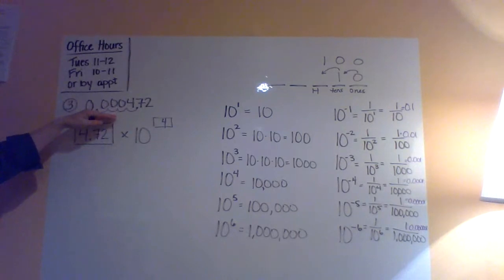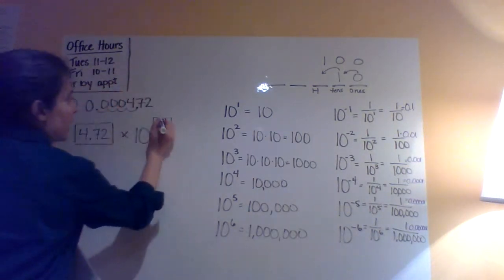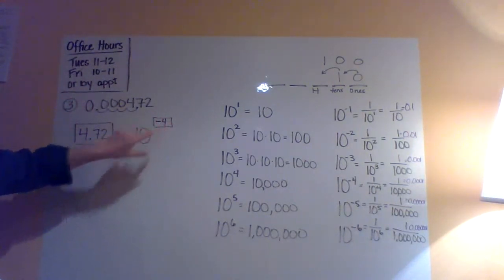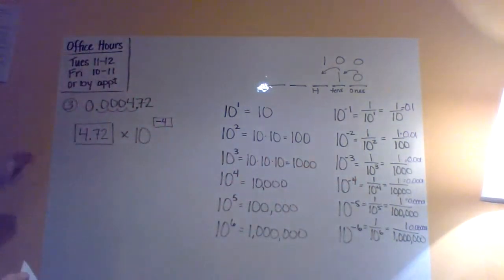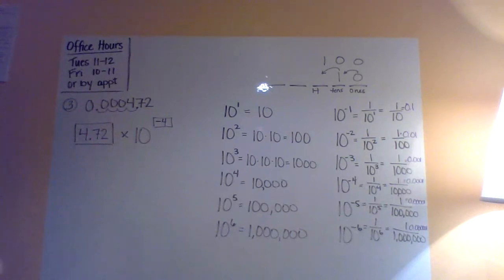No. That would give me a big number. Because I started out with a little tiny number here, anything less than 1, my exponent has to be negative. 10 to the negative 4th is 1/10,000th. This would take 4 and make 1/10,000th of that. It would be really small.